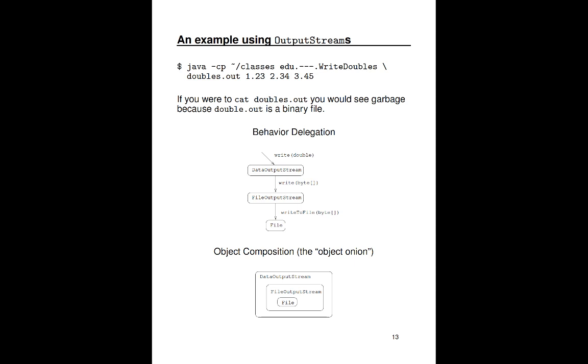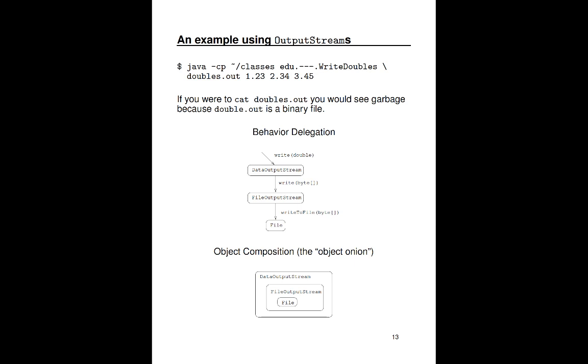interesting object-oriented design patterns. So as we saw, this program delegates behavior to multiple objects. So ultimately what we want to do is write a double to a file. And we use several objects all working together to accomplish this goal. So when we write the double to the data output stream, in turn it converts that double to a byte array, which is written to the file output stream, which then is ultimately written to the file itself.